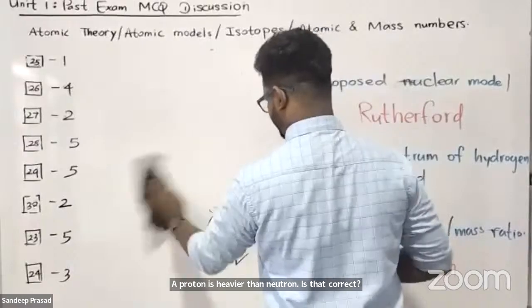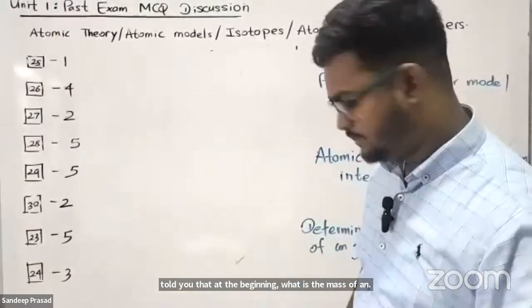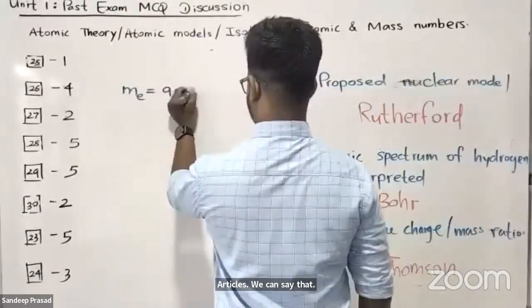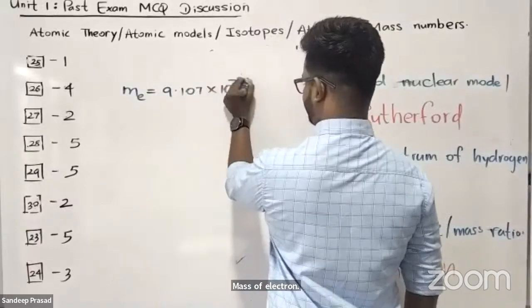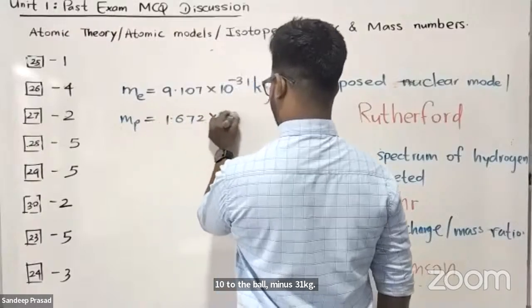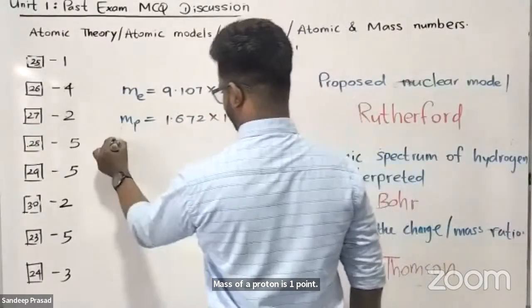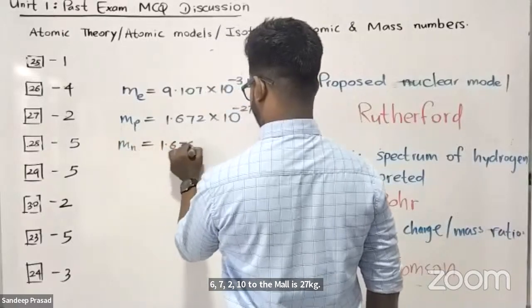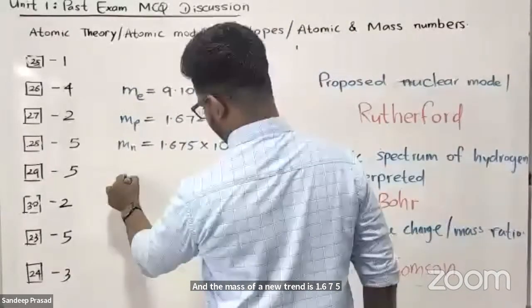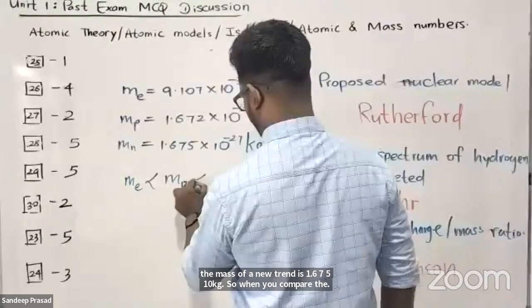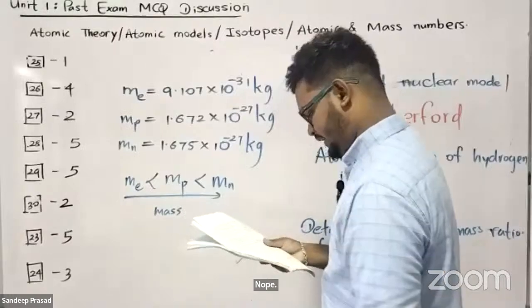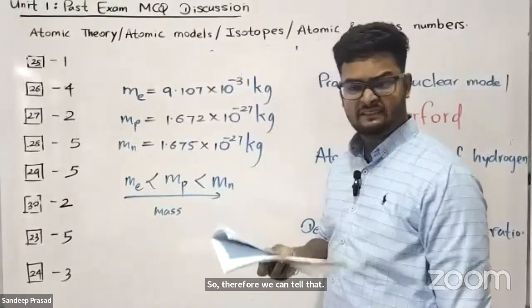What is the mass of a proton? When you compare the mass of these three particles, we can say that mass of electron is 9.107 × 10^-31 kilogram. Mass of a proton is 1.672 × 10^-27 kilograms. And the mass of a neutron is 1.675 × 10^-27 kilograms. So when you compare the masses, actually the least mass belongs to electron, then proton, the greatest mass belongs to neutron. So therefore we can tell that here a proton is heavier than neutron.